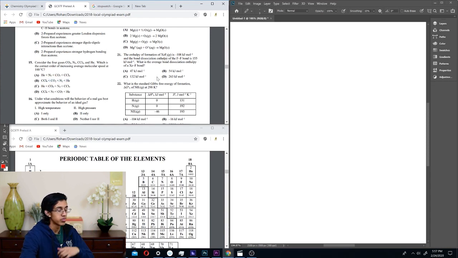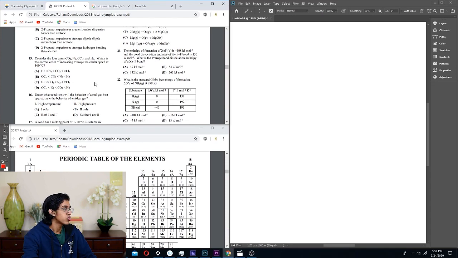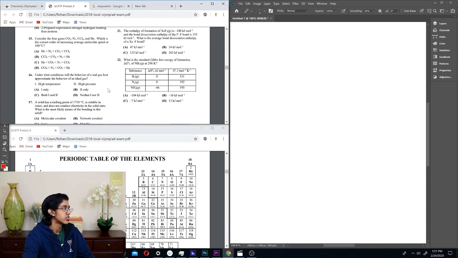Okay, B. Why are there so many conceptual questions? Okay, so high temperature I know, and low pressure. At high temperature, molecules are moving so fast that intermolecular forces don't play a role, and the only thing that matters is collisions between the molecules. Low pressure means they're more spread out, so intermolecular forces matter even less. So it's going to be 1 only, A.